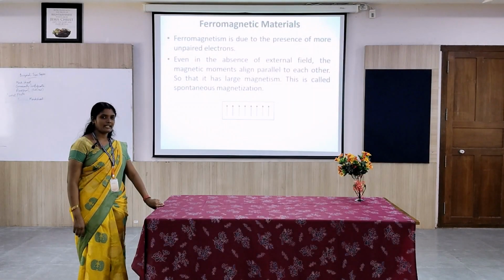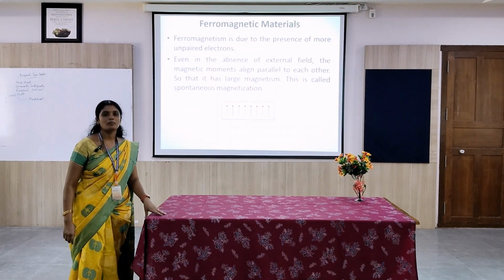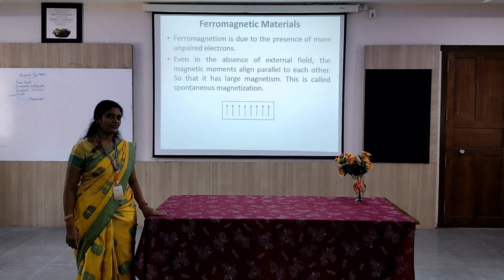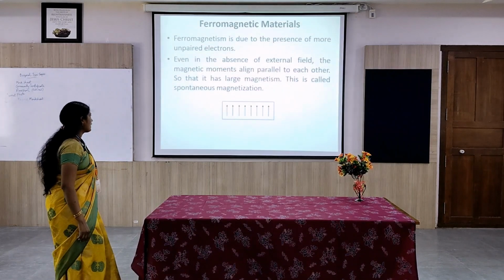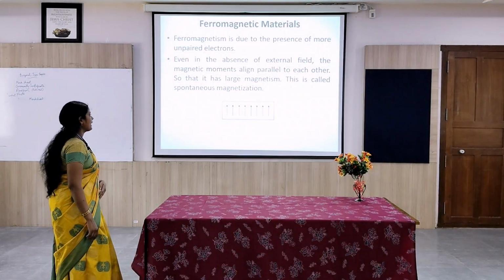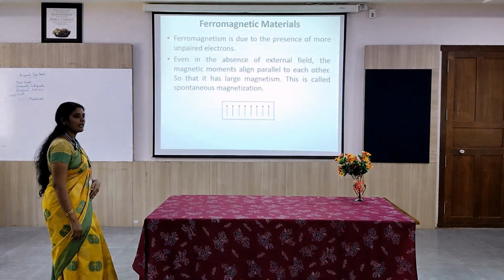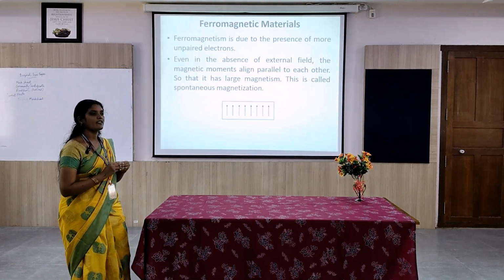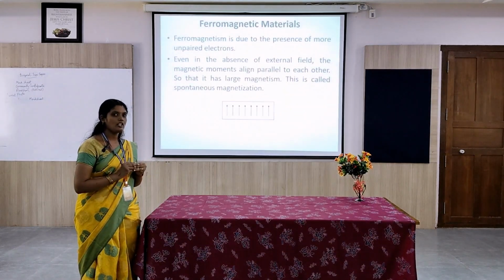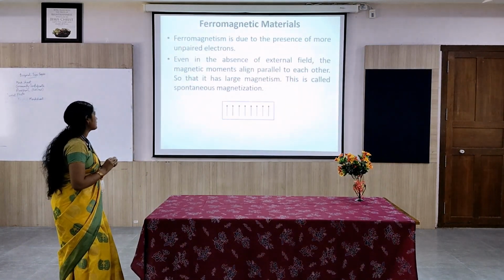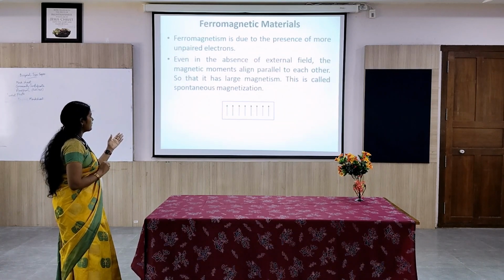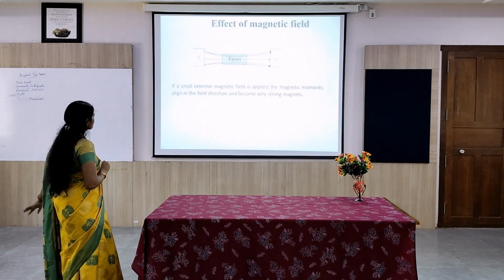Third is the ferromagnetic material. Ferromagnetism may be due to the presence of many unpaired electrons in an atom. In the absence of an external magnetic field, the ferromagnetic dipoles are aligned parallel to each other. This parallel alignment produces a large value of magnetization. So even in the absence of an applied magnetic field, the ferromagnetic material has a large magnetization. This phenomenon is called spontaneous magnetization. The diagram indicates the spin alignment in the ferromagnetic material.